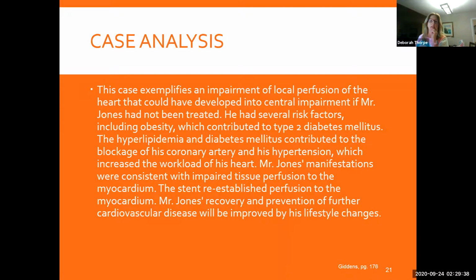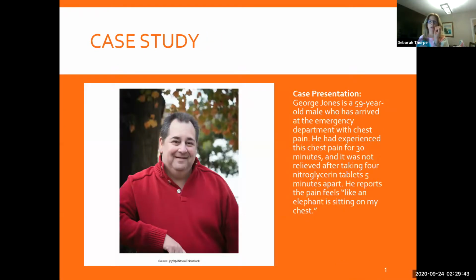This case exemplifies an impairment. Sorry, let me go back. He is diaphoretic and he appears anxious. His vital signs are as follows. Temperature 99, blood pressure 100/68, heart rate 110, and respiratory rate 24. Mr. Jones is overweight. He has type 2 diabetes, high cholesterol, and he's hypertensive.